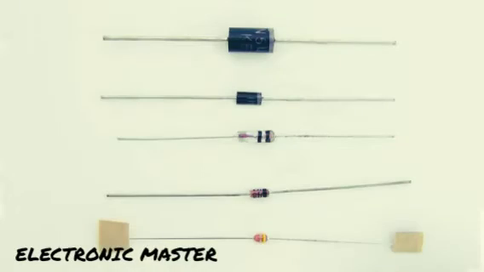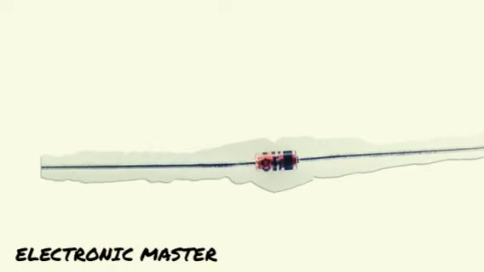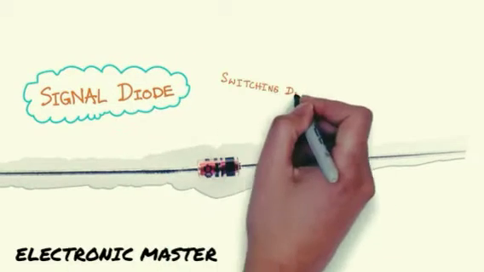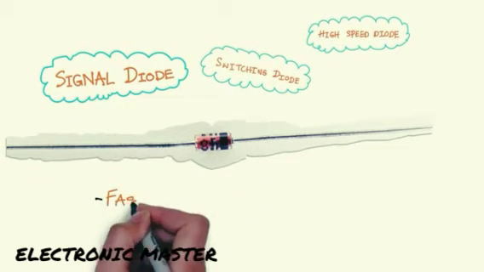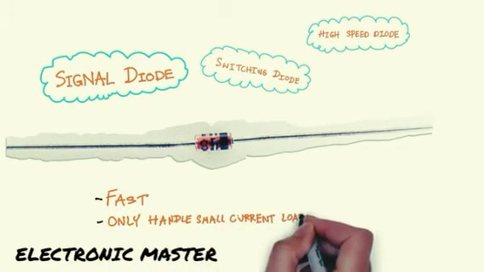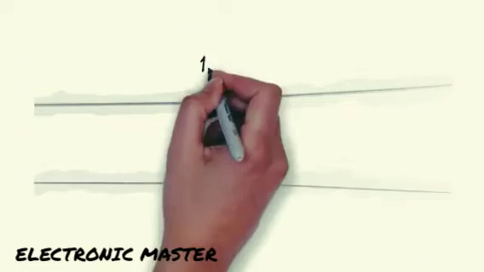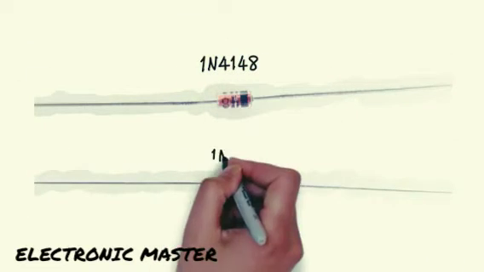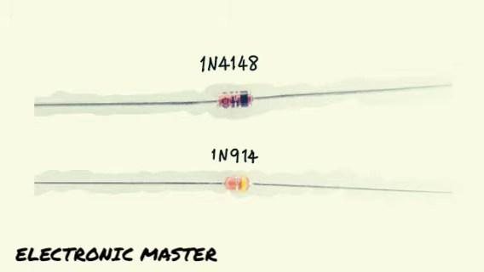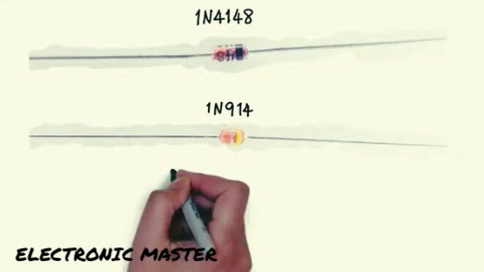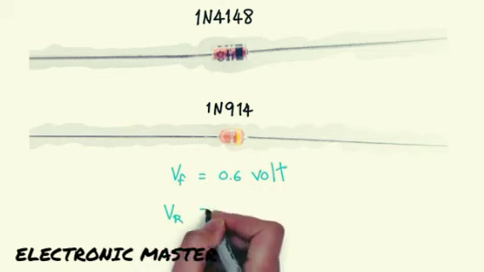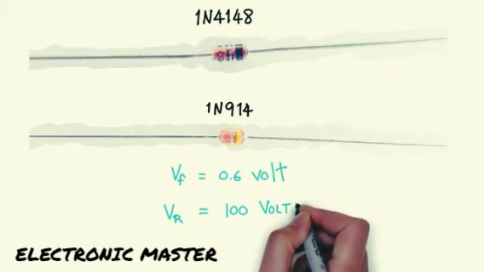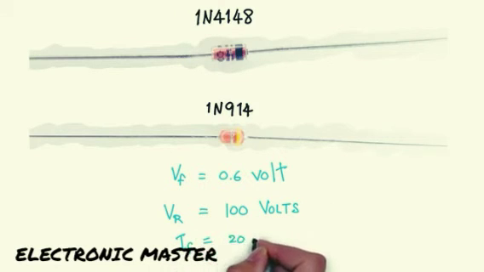There are lots of different kinds of diodes. Let's go through some of the most common ones. Signal diodes, also known as switching diodes or high-speed diodes. These types of diodes are designed to be fast but can only handle small current flows. The most commonly used are the 1N4148 and 1N914. These two diodes are quite similar and can be used interchangeably. They have a forward voltage drop of 0.6 volt and a peak reverse voltage of 100 volts. They can carry a maximum current of 200 milliamps.